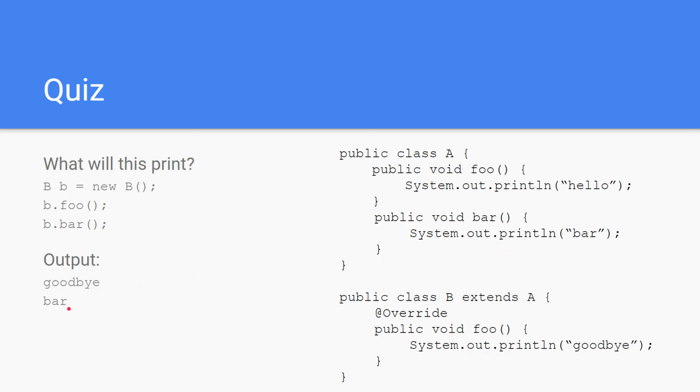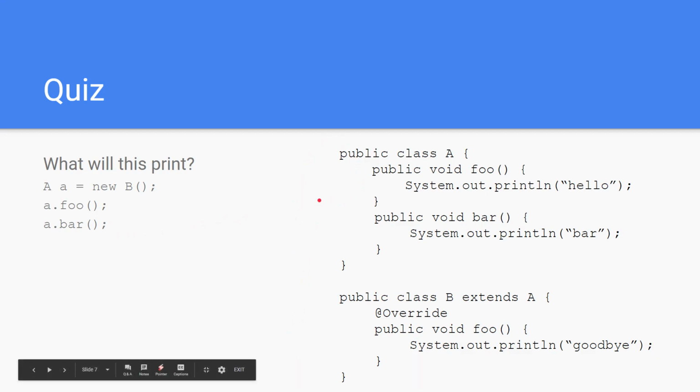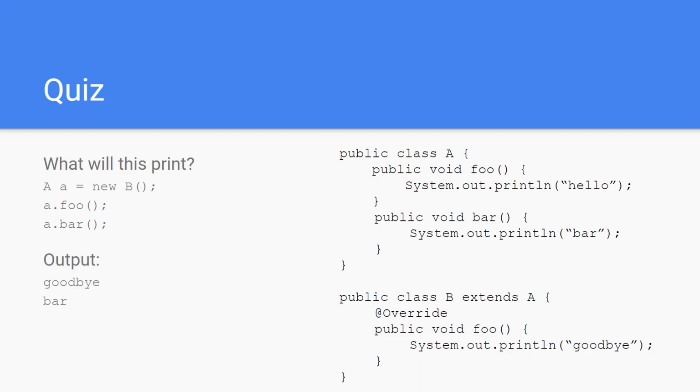Let's go on to the next example. Note the change, only the left-hand side is changed. Okay, so we have a variable a, and we assign it a new B, and then we call a.foo and a.bar. None of the other code has changed. So what will this print out? Well, this will actually also print out goodbye bar.